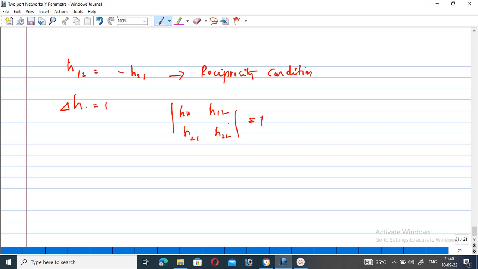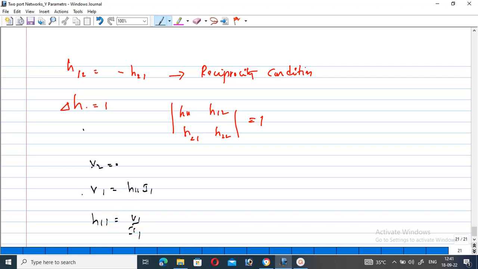In equation number 1, you can put V2 is equal to 0 and you get only one equation. Similarly for the second one, you have to calculate I2 by I1. I don't want to go through this very clearly, if time permits, I can just mention the equation. When V2 is equal to 0, what we are getting is V1 is equal to H11 into I1. So from this, H11 is equal to V1 by I1, right?